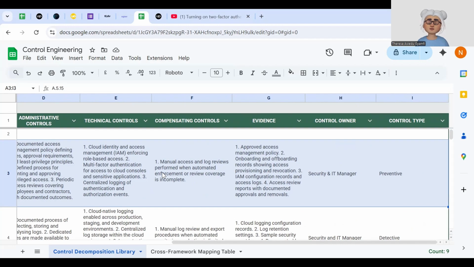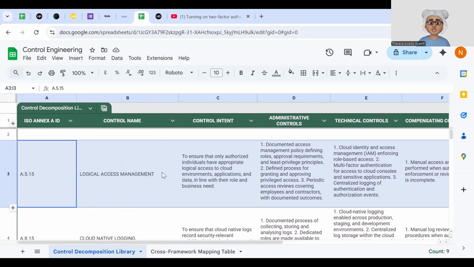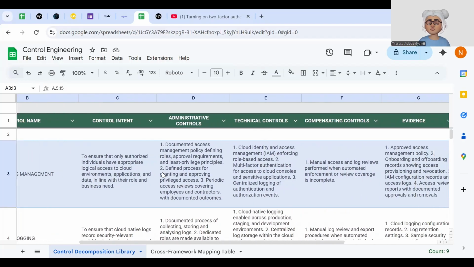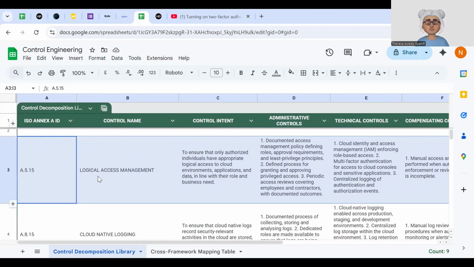Does that make sense? So for this first control, this is how you engineer a control. You break it down into intent, administrative controls, technical controls and compensating controls, and then you help the organization implement these controls, and then you help the organization gather evidence towards any certification or any activities thereafter. So we have engineered the A5.15, which is the access management control.